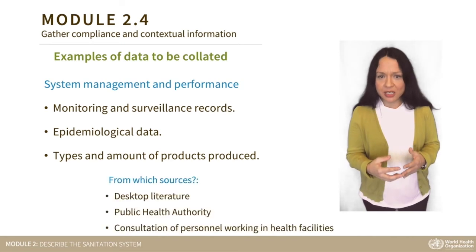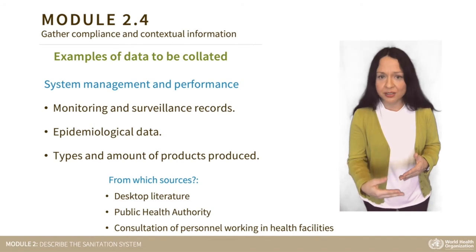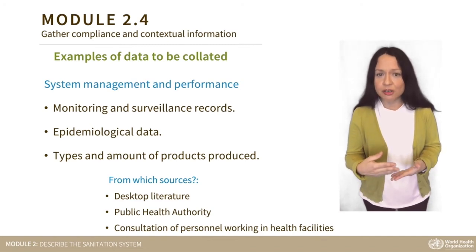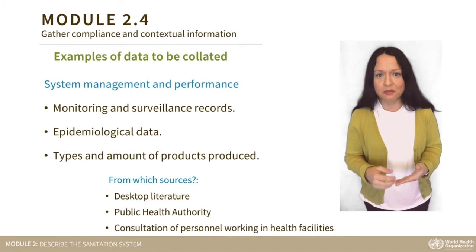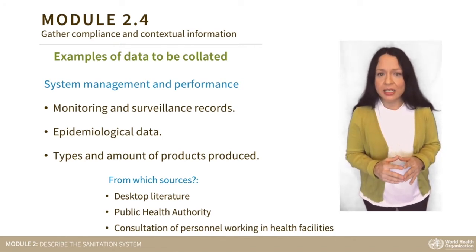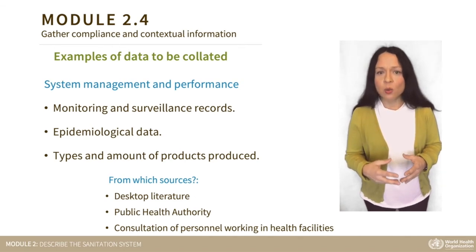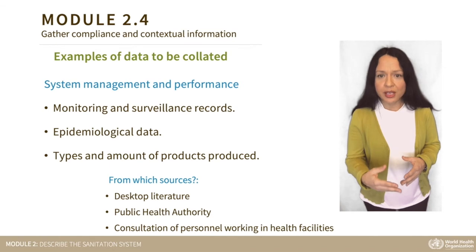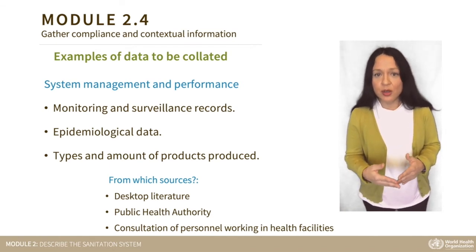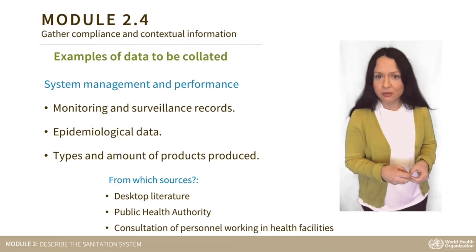To obtain information on the presence or absence of a specific disease or pathogen, a desk literature review may give sufficient information. Information can also be obtained from public health authorities, which have access to the routine health information system. Consultation of personnel working in health facilities within or in the proximity to the study area is also a useful way to obtain the information required.